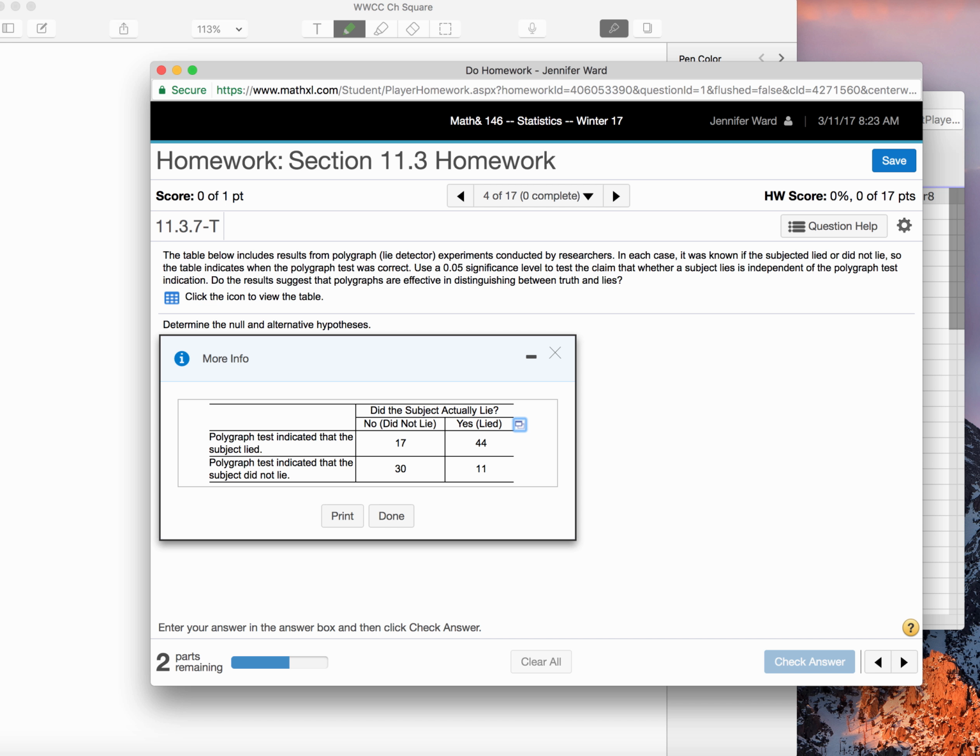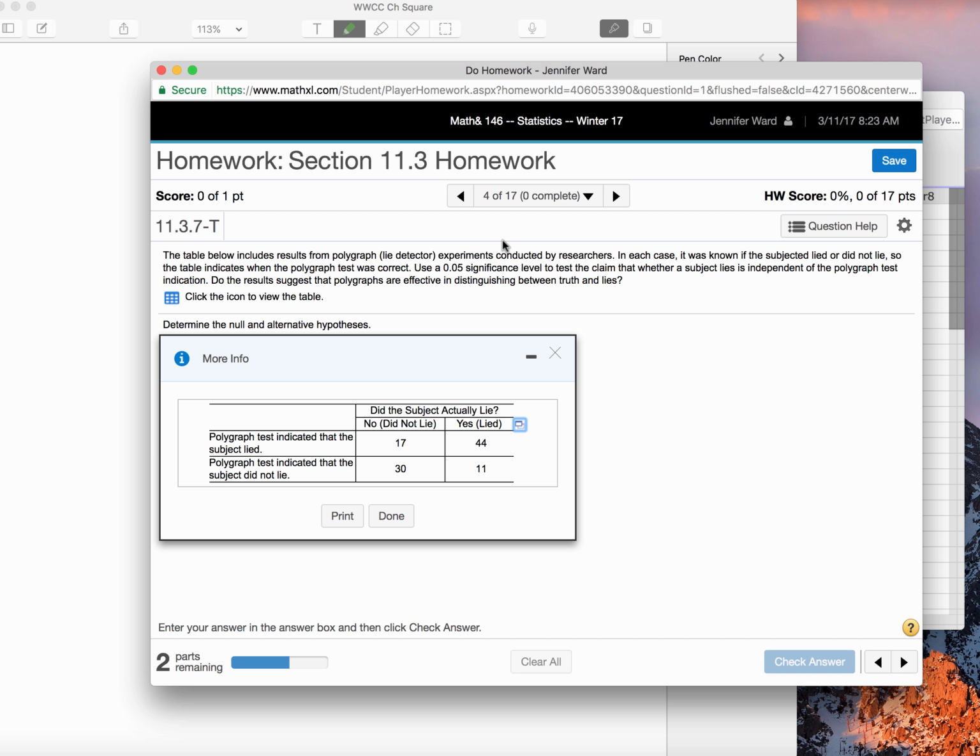In this video, I'm going to show you an example of the chi-square independence test. So I've taken a problem from our homework, and the question is, the table below includes results from a polygraph or a lie detector experiment conducted by researchers.